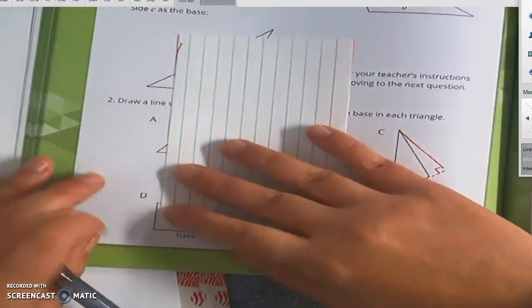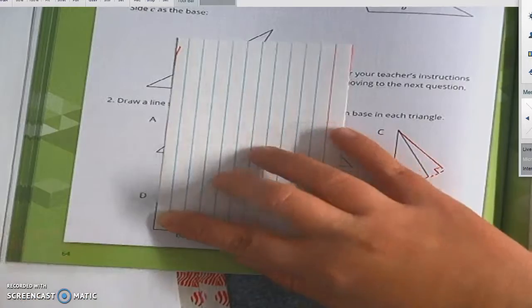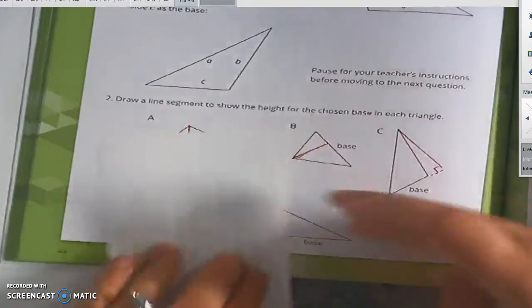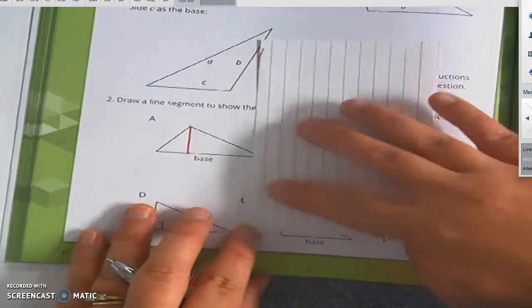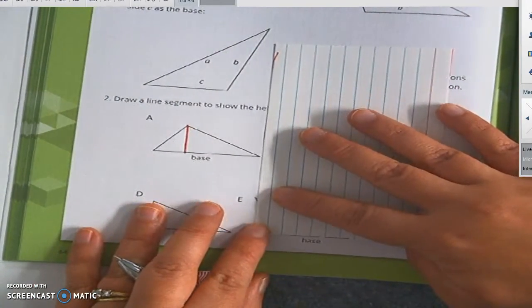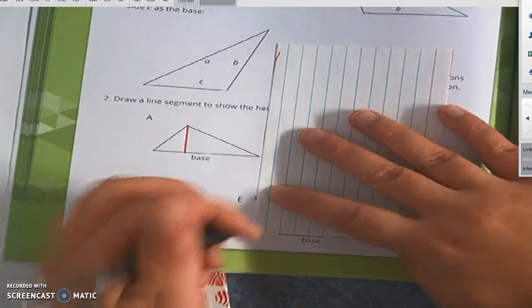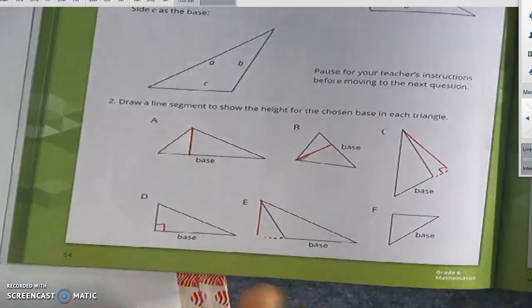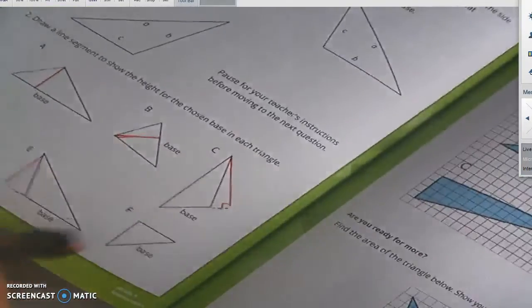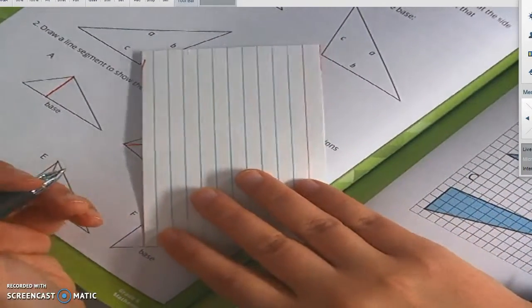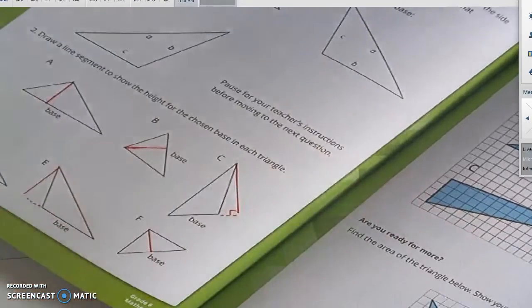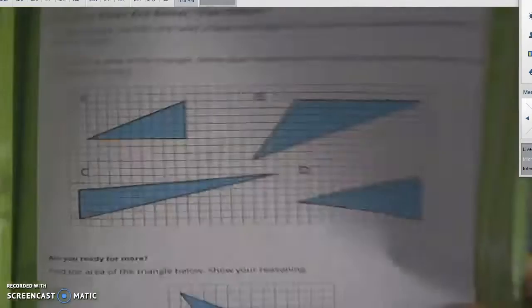So then for D, D might already be a 90-degree angle. And it is. My index card told me that. E. I'm going to follow along my base, find that vertex, and there's my height. And F. Follow along that base, there's my vertex. Okay.